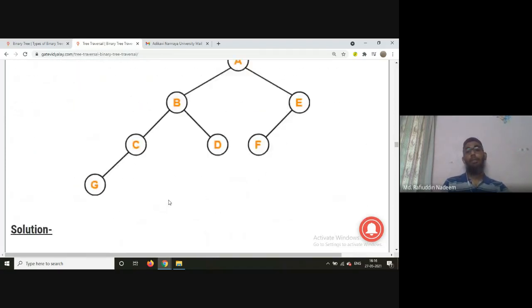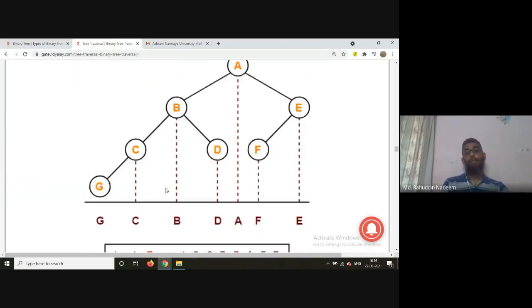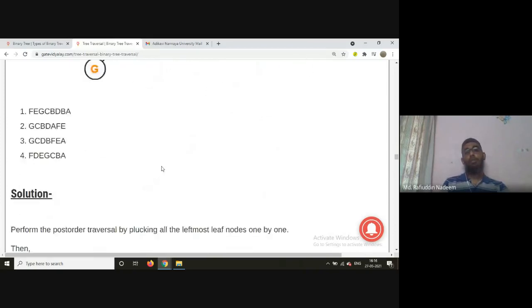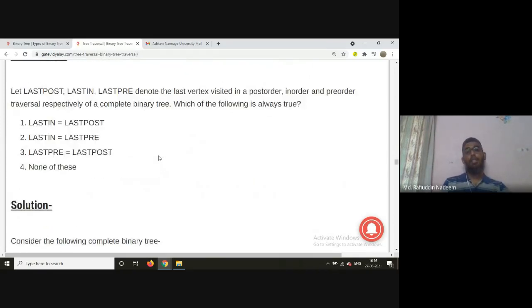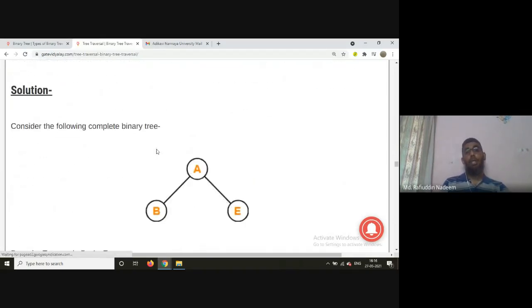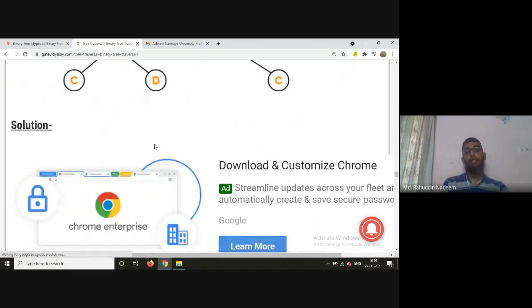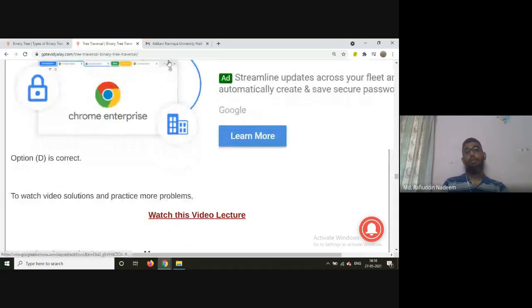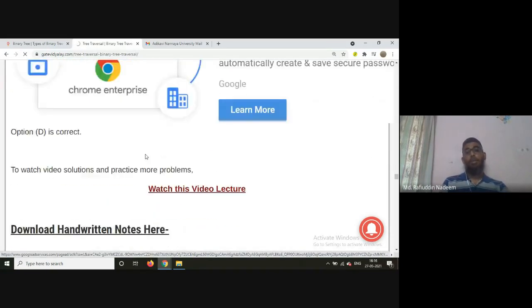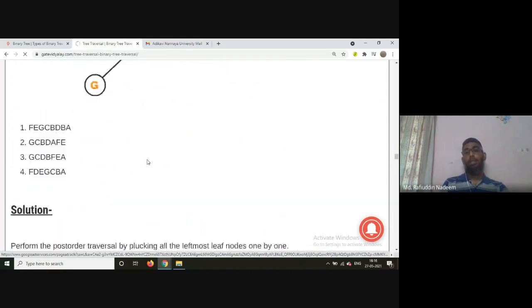Here some examples are given. You can go through these examples and see how we can print the traversal, meaning how we can get the solutions. So that's it. We will conclude it today.